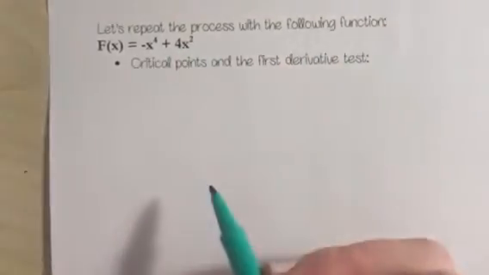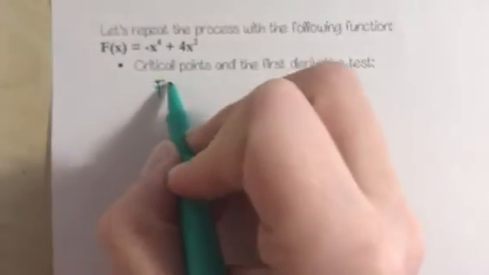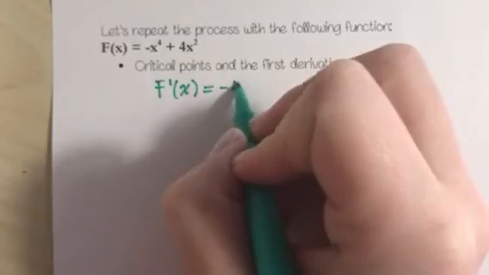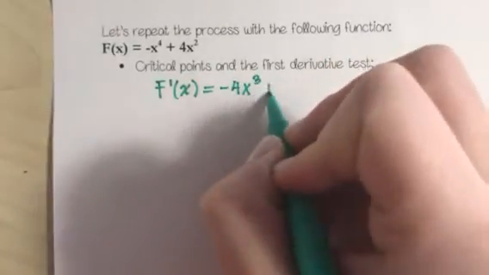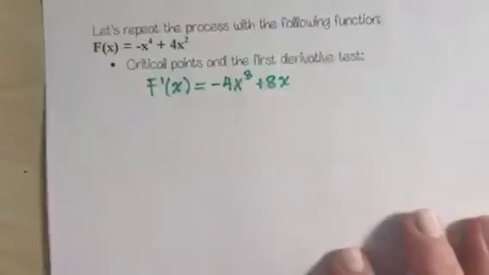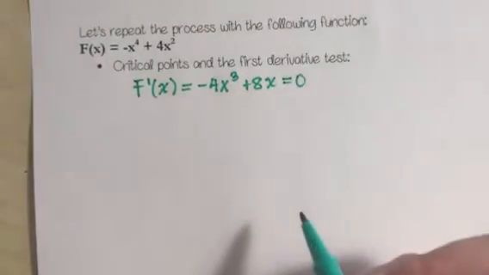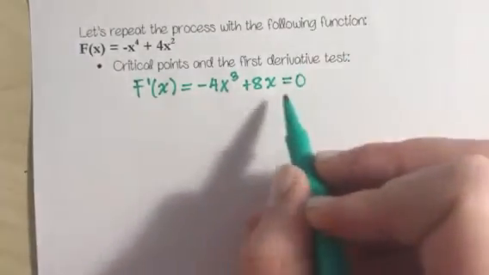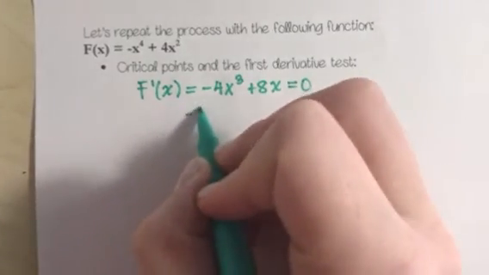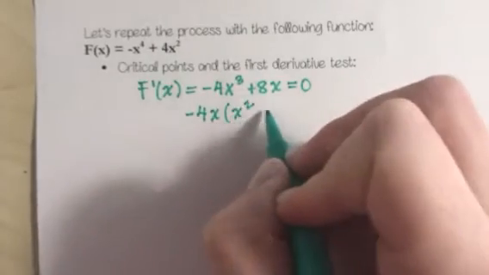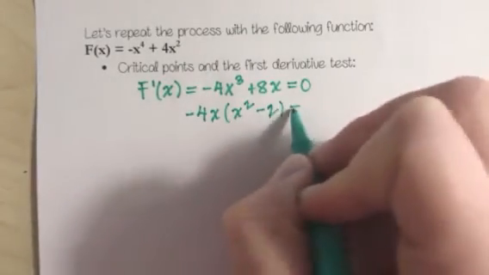So here, if I take the derivative of this function, my first derivative, since this is just a polynomial function, is going to be negative 4x cubed plus 8x. And then to find my critical points, I'm just going to set that equal to 0. Then the easiest way to solve this is going to be to factor out a negative 4x, and that's going to leave me with an x squared minus 2.